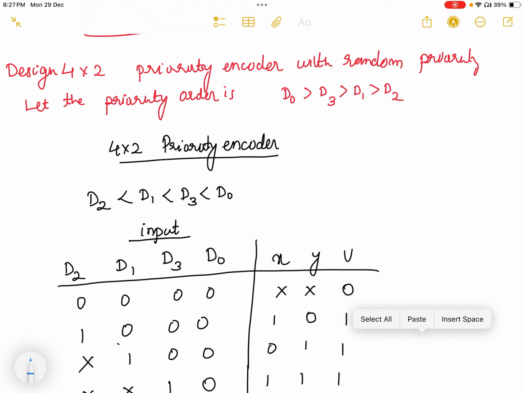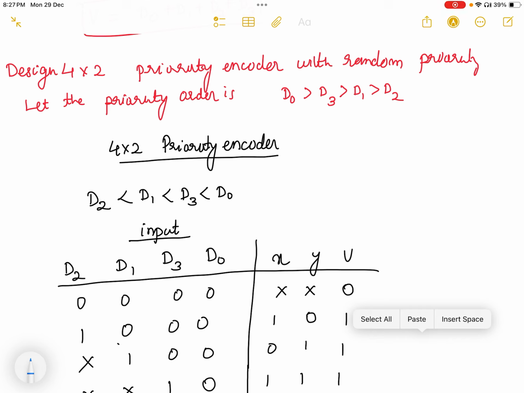So today I am going to discuss a 4 cross 2 priority encoder with random priority. In the last video, I discussed a 4 cross 2 priority encoder with default priority. If we have four inputs like D0, D1, D2, and D3, the priority order is like that. D0 is the lowest priority, followed by D1, then D2, and D3. D3 is the highest priority.